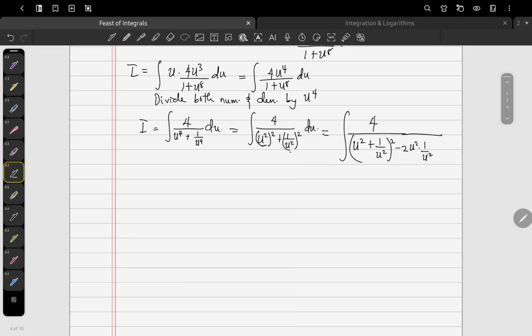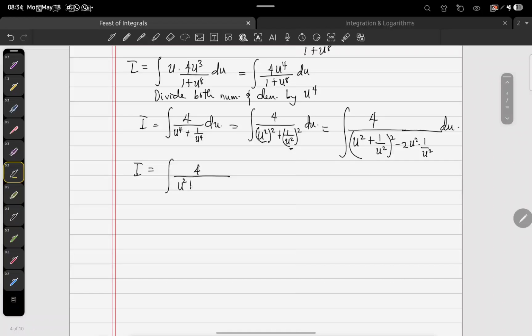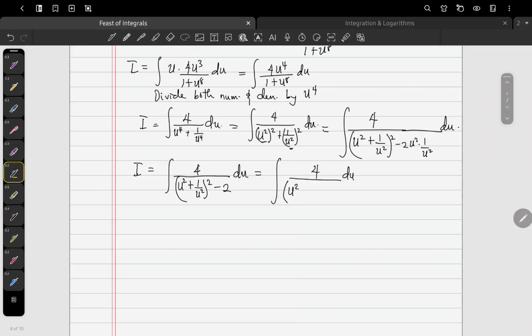minus 2 times u squared times 1 over u squared. So this is our a and this is our b. So a squared plus b squared is a plus b all squared minus 2ab. So this is the u. So that means our I has now transformed into 4 over u squared plus 1 over u squared minus 2. But of course, you know that 2, maybe I should keep that and write it in the next step. You know that 2 is the same thing as square root of 2 squared.